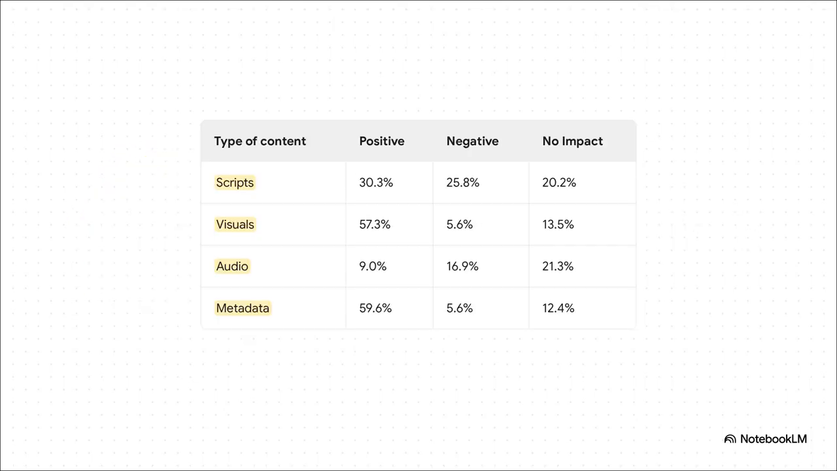So why is that? Well, this table gives us the answer. The hard data on performance tells a really clear story. When it comes to metadata and visuals, creators are having a massively positive experience. Almost 60% say AI helped boost their reach and their views. But for audio, the results are flipped on their head. More creators actually reported a negative experience than a positive one. And scripts? Well, they're pretty divided, almost a 50-50 toss-up.